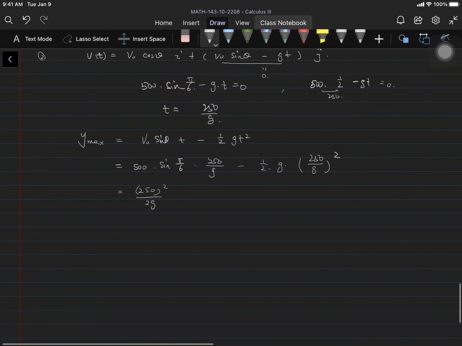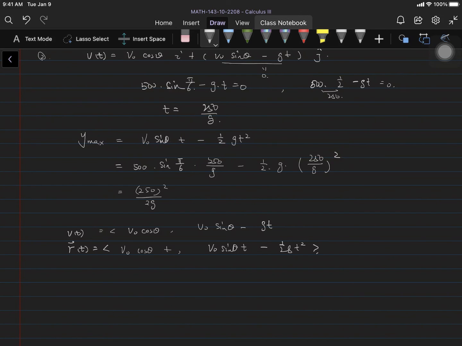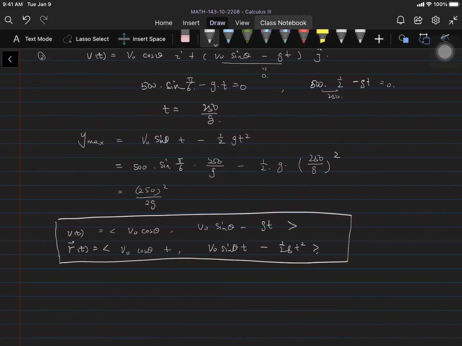So you can see here, we don't need to memorize too many formulas. We need to understand everything. The most important part is r(t), which is given by v0 cosine theta t, v0 sine theta t minus 1/2 g t squared. And what is v(t)? v0 sine theta minus g t. Those two formulas, v(t) and r(t), will be given in the exam.